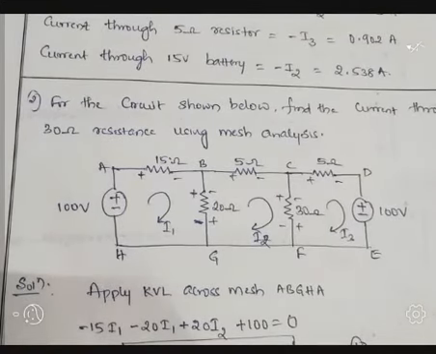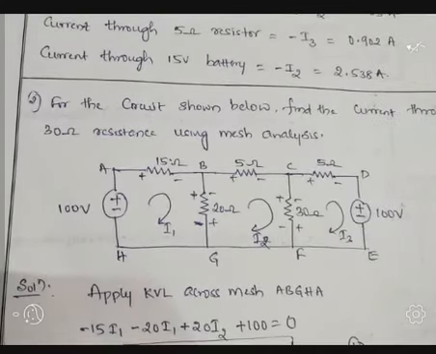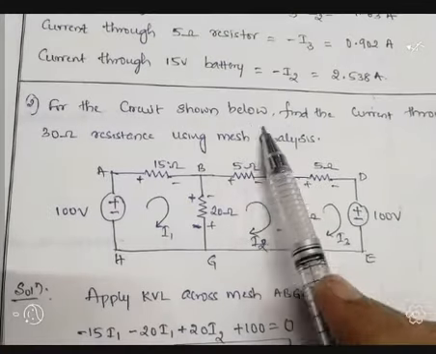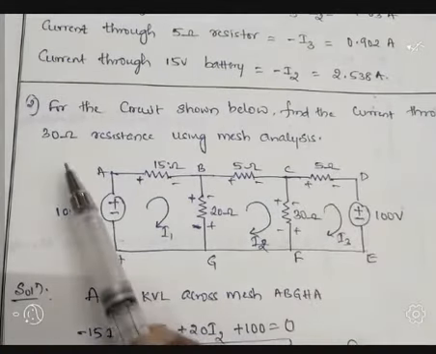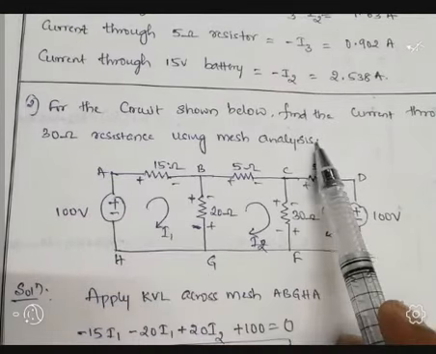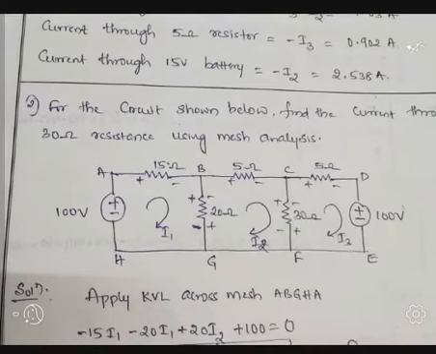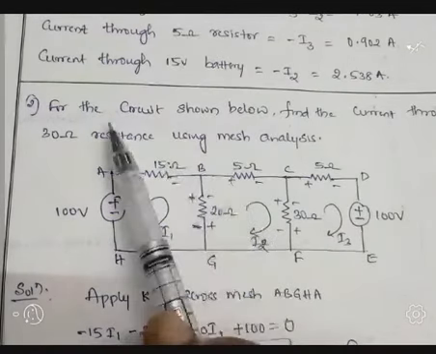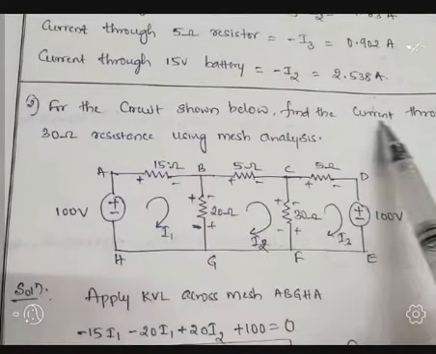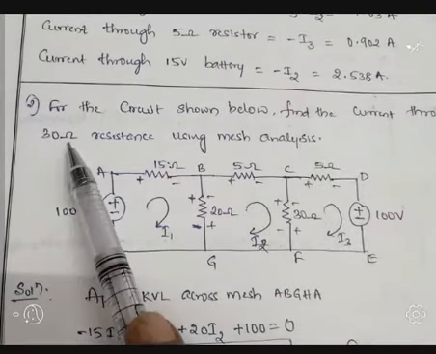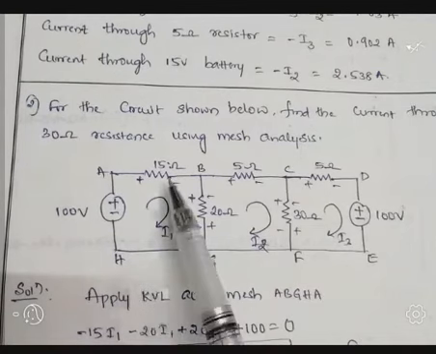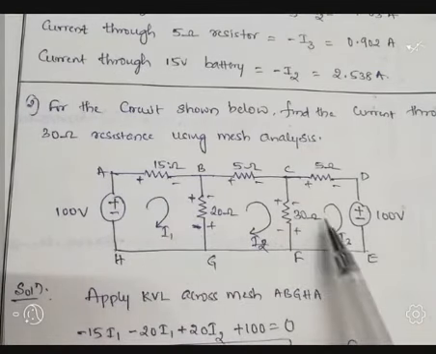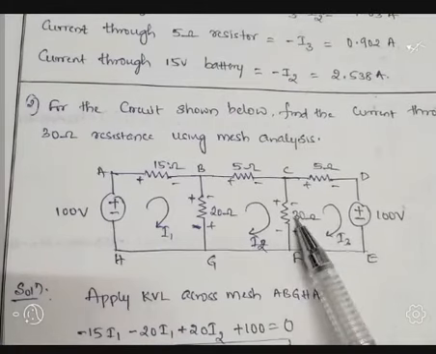This is the given network. For the circuit shown below, find the current through the 30 ohm resistance using mesh analysis, or we can say loop analysis. It is asking only one current. Find the current which is flowing through the 30 ohm resistance. Observe the network here: 15, 5, 5, 30. In this resistance, how much current is flowing? That we have to calculate.